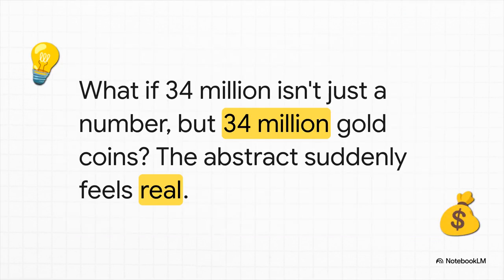And here's why that matters so much. The number 34 million is, well, it's just an abstract idea. But 34 million gold coins in a king's treasury, you can almost feel the weight of that, can't you? Suddenly the number feels real. That's the core strategy here, making the abstract tangible.